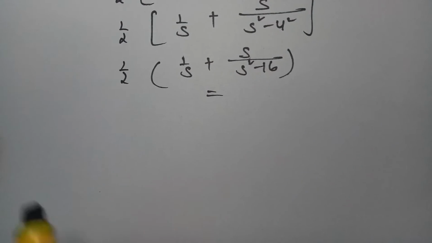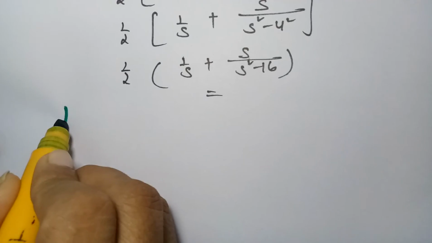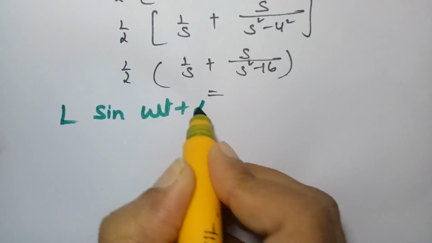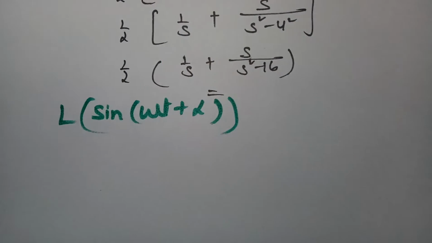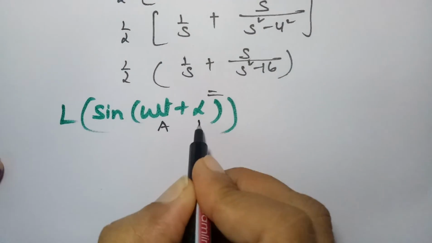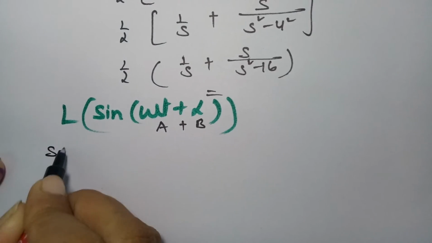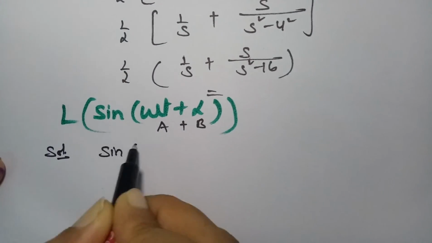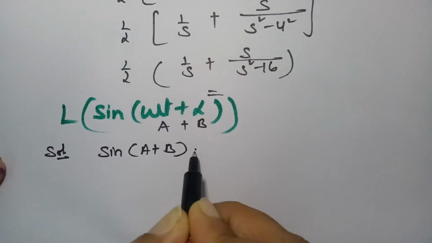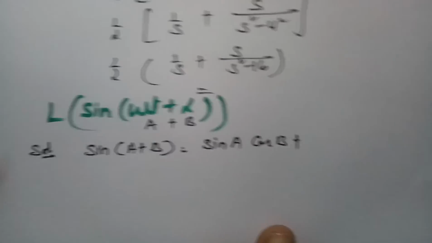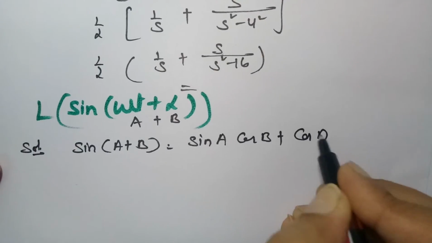So this is a most important, repeatedly asked question: Laplace transformation of sine of omega t plus alpha. What is omega t plus alpha? If you consider this is a and this is b, it is of the form a plus b. In this solution, sine of a plus b is nothing but sine a cos b plus cos a sine b.